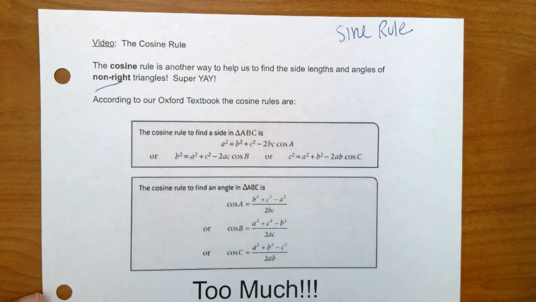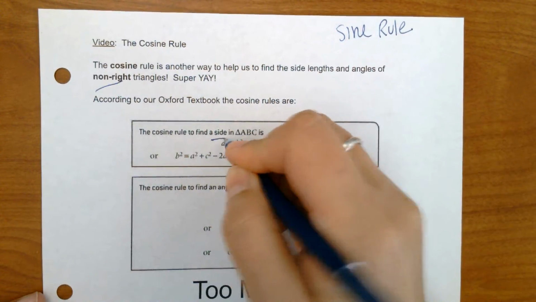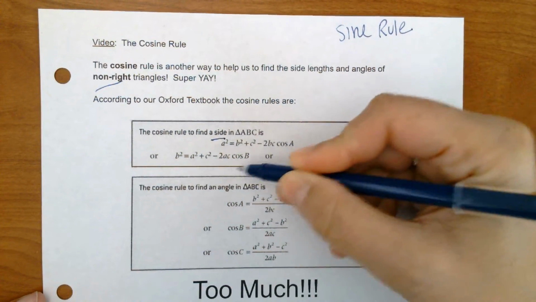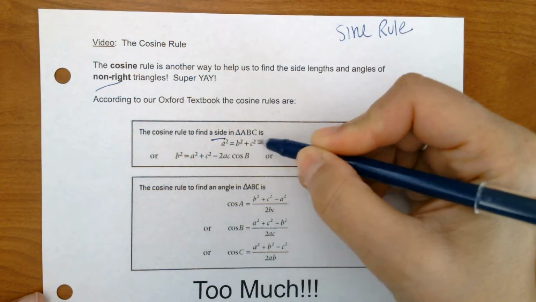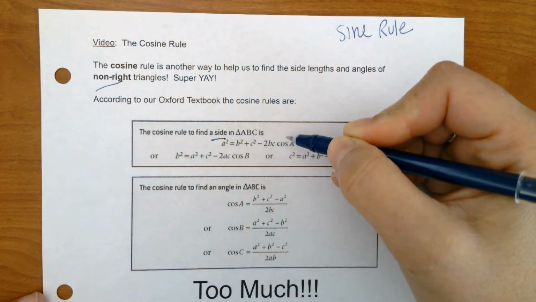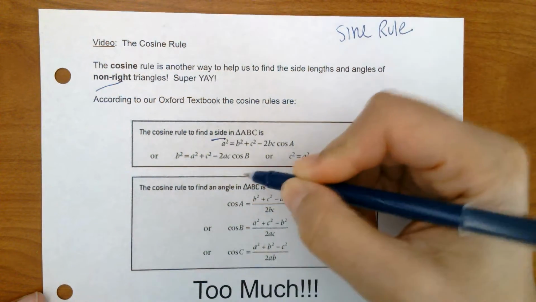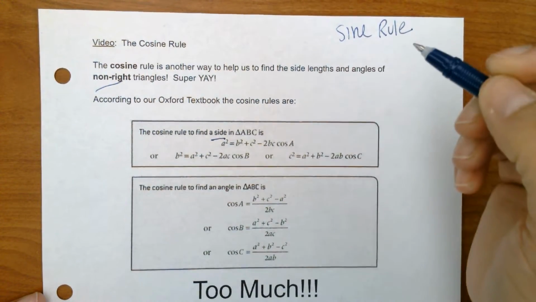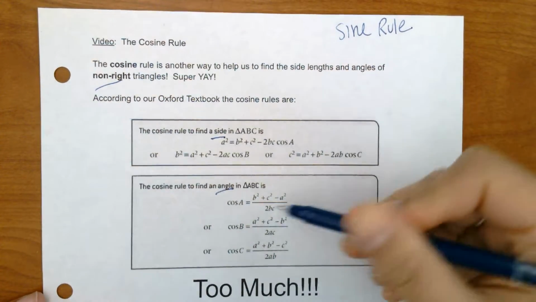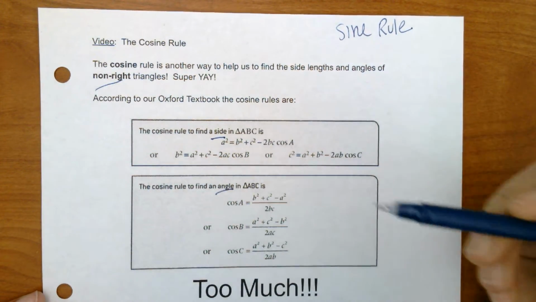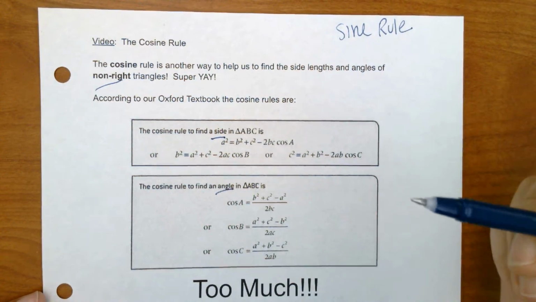Super yay! According to our Oxford textbook, and that's the textbook that I've been using, the cosine rule to find a side are as follows. We have three different ones. This is a lot. a squared equals b squared plus c squared minus 2bc times cosine A. Now there's three others to find an angle measurement, where we start off with cosine A equals b squared plus c squared minus a squared, all divided by 2bc.